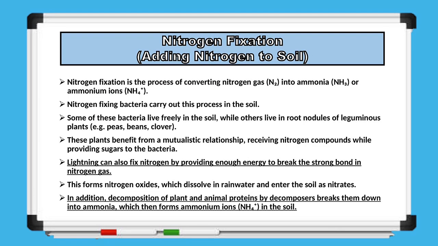Another important process is nitrogen fixation, which converts atmospheric nitrogen gas into forms that plants can use. Nitrogen-fixing bacteria carry out this process in the soil. Some live freely in the soil, while others live inside the root nodules of leguminous plants such as peas, beans, and clover. In return for nitrogen compounds, these plants provide the bacteria with sugars, making this a mutualistic relationship. Nitrogen can also be fixed naturally by lightning. The enormous energy released during lightning breaks the strong bond between nitrogen atoms, producing nitrogen oxides that dissolve in rainwater and enter the soil as nitrates.